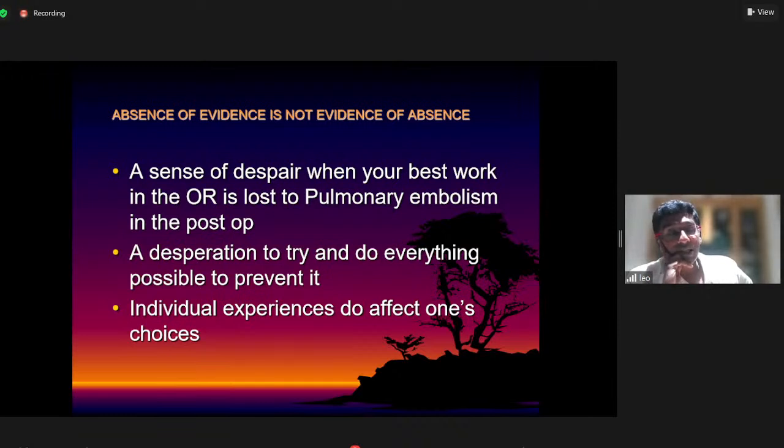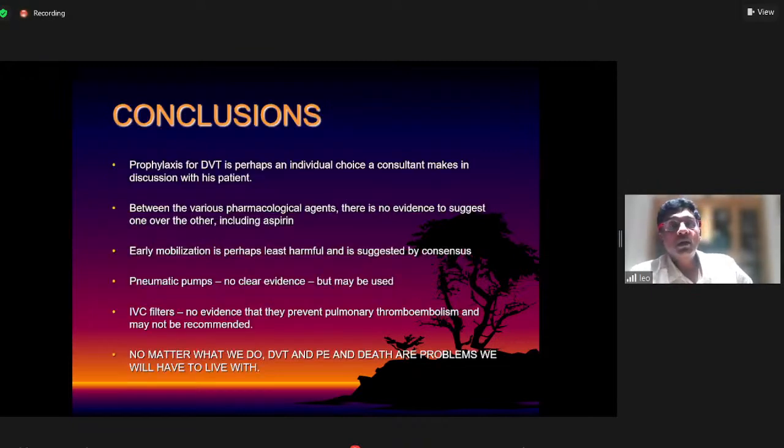And as I said, individual experiences matter. Once you have had one patient dying on you in the post-operative period due to DVT, you kind of become neurotic, and you tend to overtreat all your subsequent patients. In conclusion, prophylaxis for DVT is perhaps an individual choice a consultant needs to make in discussion with his patients. Between the various pharmacological agents, there is no evidence to suggest one over the other, including aspirin.